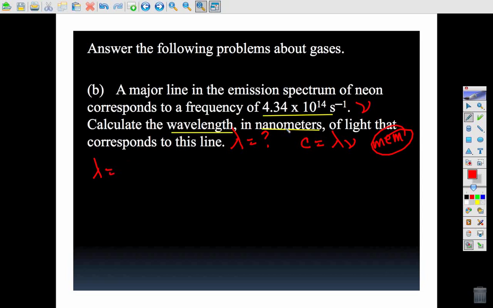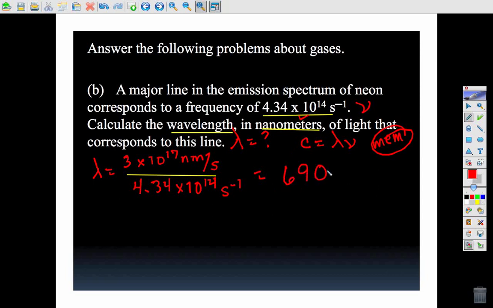So if I solve that for lambda, I have the speed of light, since it's nanometers. See how handy it is to know the speed of light in nanometers per second? Not required. If you don't, you have to use the one for meters, and then you have to convert from meters to nanometers. And it's an extra step that I don't think is needed if you'll just memorize a little bit. And if I can memorize it as old as I am, you should be able to memorize it. So that's 690 nanometers, which is visible light.